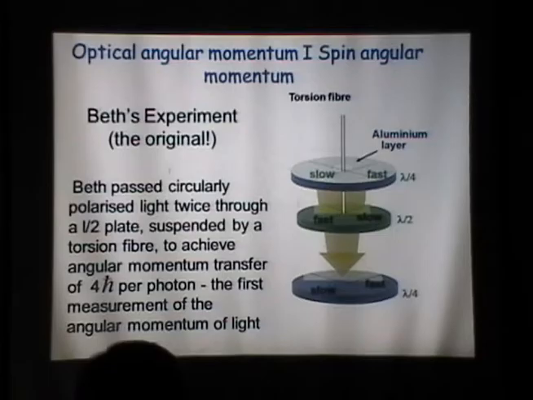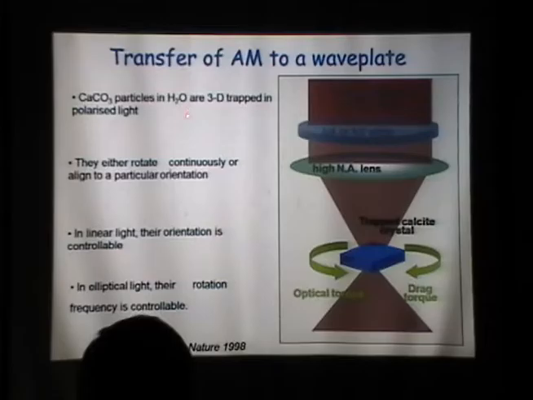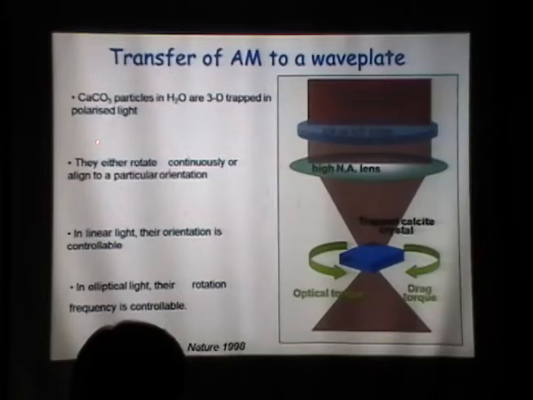So then we came along some years later, at least, and decided that we could do, by sheer accident actually, the first experiment was done, but what we have done is we had a calcium carbonate particle in water, and of course we can trap such a particle in water, so here's the particle, and I'm using polarized light.